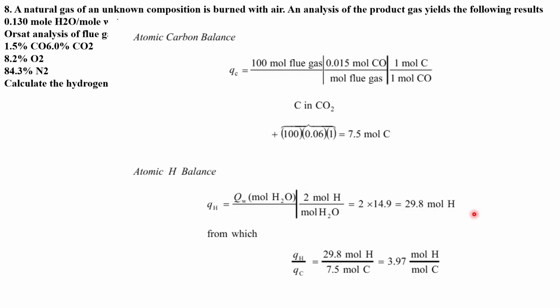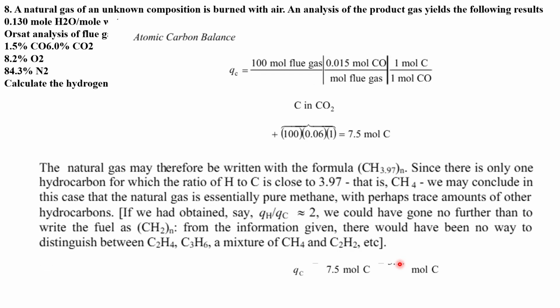Now, if we talk about the composition of natural gas, the hydrogen to carbon ratio will be around 3.97. According to that, we can define our natural gas with a formula of around CH3.97. We can consider it as CH4, or we can consider it as a mixture of CH4 and other gases, so that it creates a mixture with the formula CH3.97.